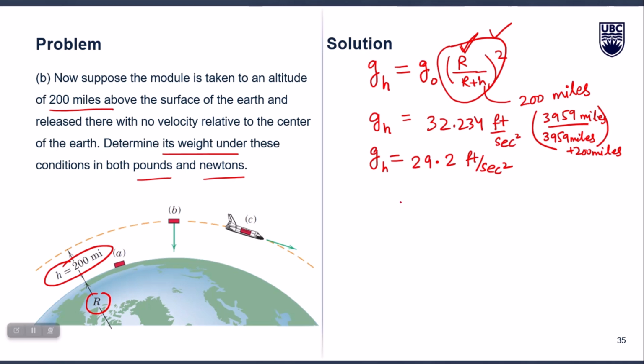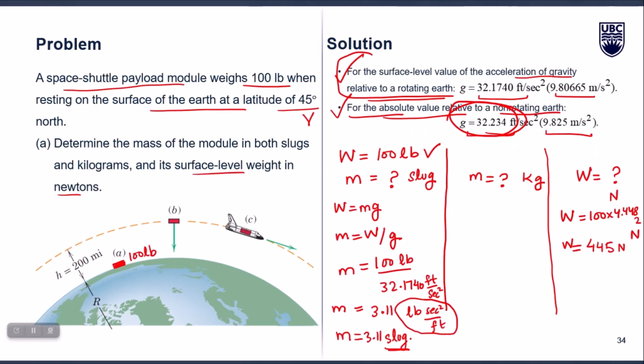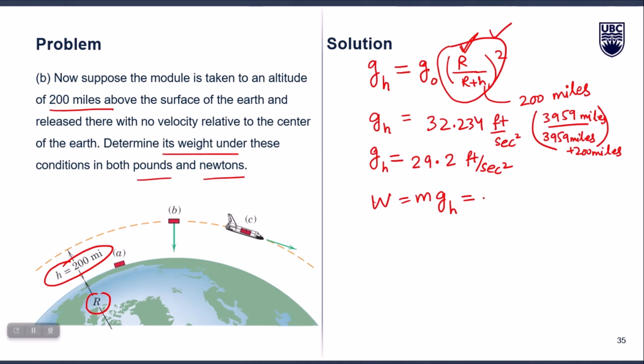So we can now determine the weight, which will be mass times the gravitational acceleration, but at a particular height now, not at the surface, right? Since we are working in US customary units, mass should be in slugs, which we have already calculated. It was, I think, 3.11 here at the bottom. So let's put that in, 3.11 slugs multiplied by 29.2 feet per second squared, right? If you write slug in terms of pound feet per second squared, you will see that the units cancel out and the final quantity will be in pounds, right?